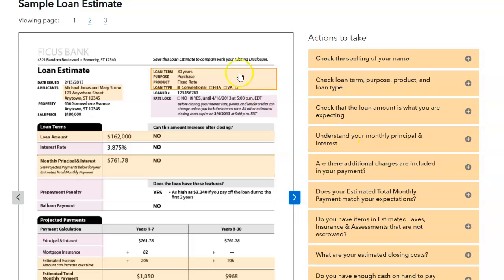So first and foremost, on the loan estimate, you should check and make sure your name, and if you have a co-borrower, their name, is spelled correctly, the address is correct, the property you're purchasing, if it's a purchase, is correct, and the sales price. All that's right there.